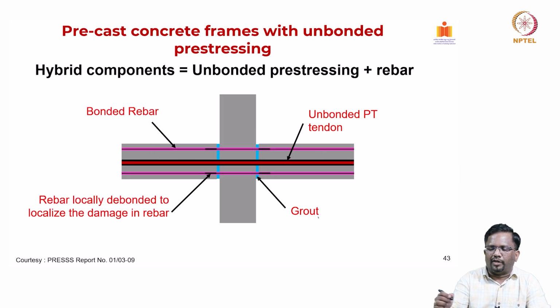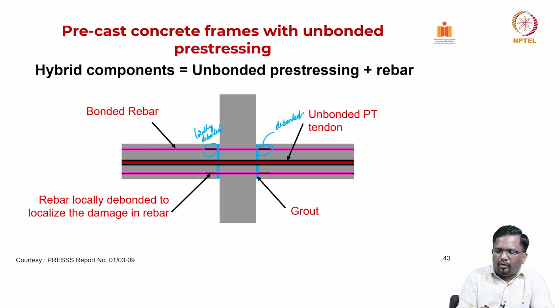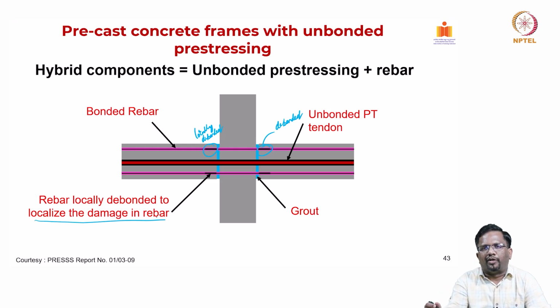Now, the next system is, in addition to this unbonded PT tendon, I also put some bonded rebar only at these regions. These are locally debonded, okay. So, why we do this debonding is basically to localize the damage in the rebar. Say for example, after an earthquake, if this region is damaged, then I can quickly go ahead and access this location and repair it, and then use the same building after the earthquake. So, that is the idea, right.